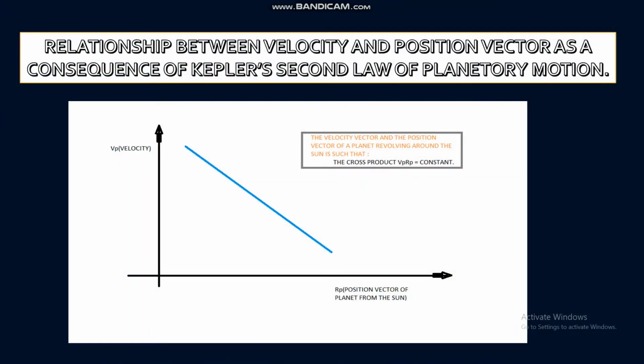This graph shows the relationship between velocity and position vector as a consequence of Kepler's second law of planetary motion. On the y-axis we can see the velocity of the planet, and on the x-axis we can see the position vector of the planet from the sun. If the planet goes farther from the sun, that is, if the position vector of the planet increases, the velocity decreases, and vice versa.